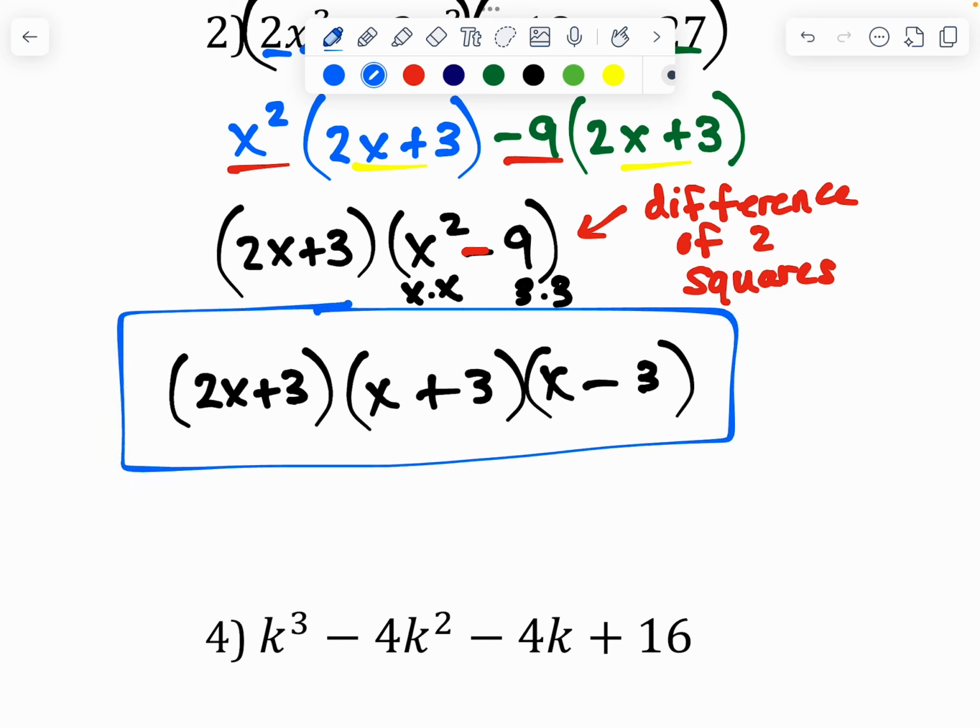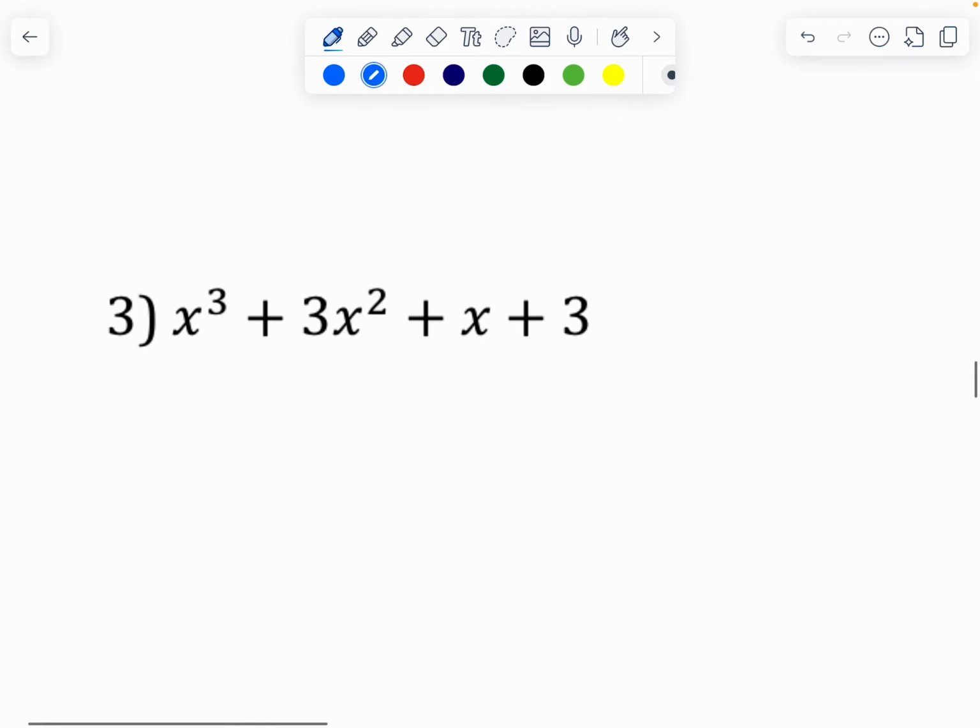Okay? So the biggest thing to remember is to make sure we always look for the difference of two squares in these. We learned them for a reason, and this is exactly that reason, because we still have to keep factoring them when we're factoring four-term polynomials. All right, we're going to look at number 3.